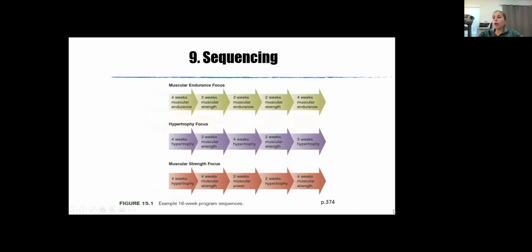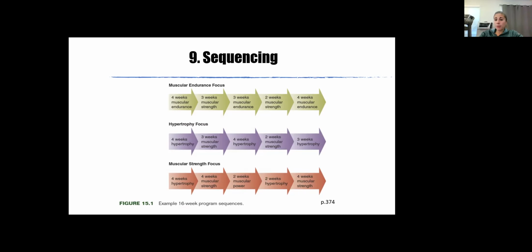So here's kind of like a flow chart of what you might do for different goals. Whether it's endurance focus, hypertrophy focus, or strength focus, and some different blocks and what they might look like. And again, you still might have those 1 week deloads in between. For muscular endurance, you might do a block of endurance, followed by a block of strength, followed by a block of endurance, followed by a block of strength. Again, the strength is not going to negatively impact your endurance, but it will help you to be stronger. So when you go back to endurance, you'll feel stronger when you're going through your muscular endurance repetition ranges.